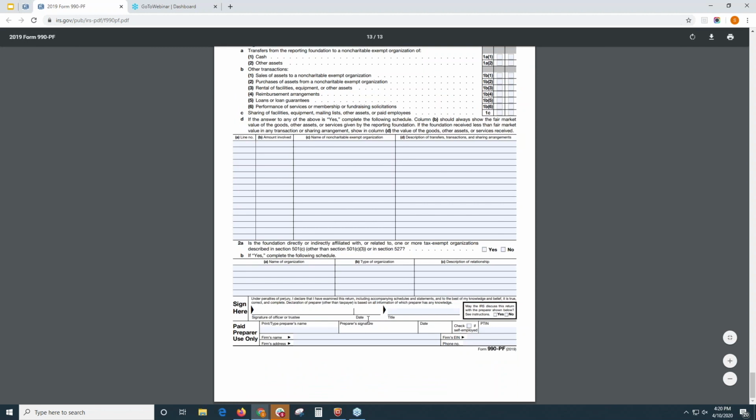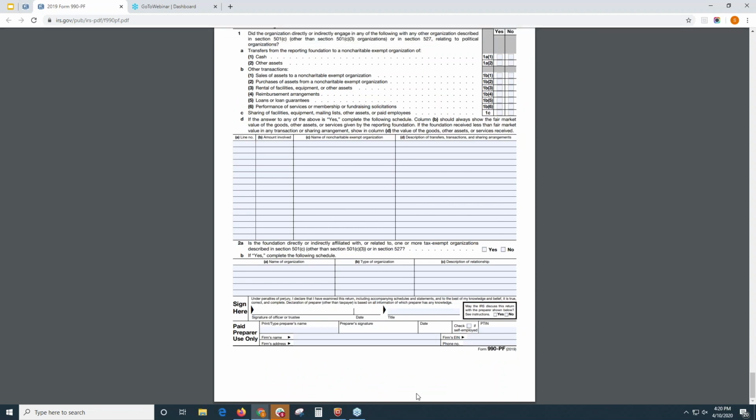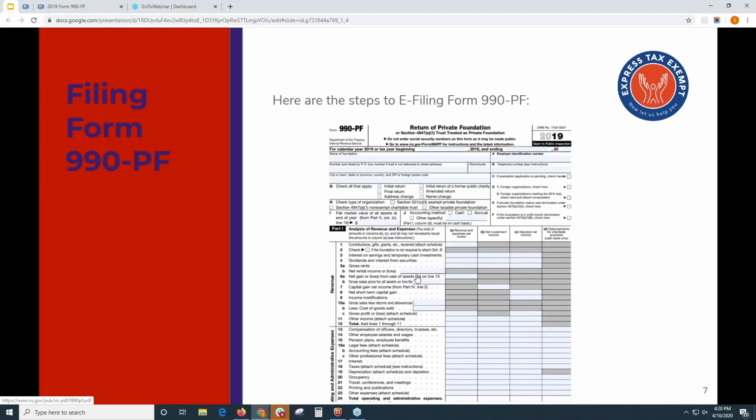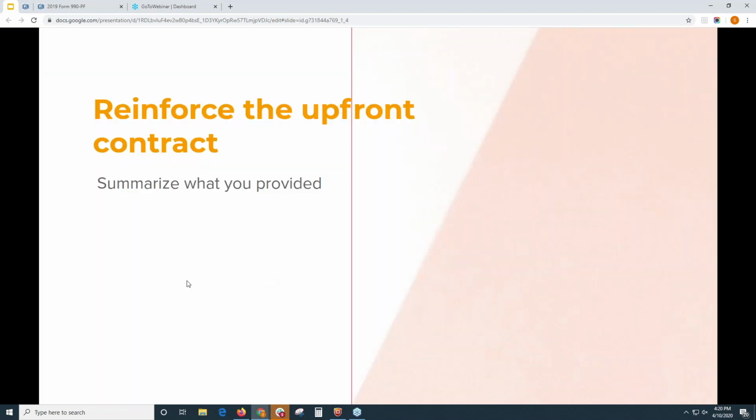And then the last part of the Form 990-PF is the signature. So when you are filing a 990-PF, you do have to sign that form. It is required, and this is where you would do that. And that was just a brief touch on what's reported for those sections in the 990-PF.